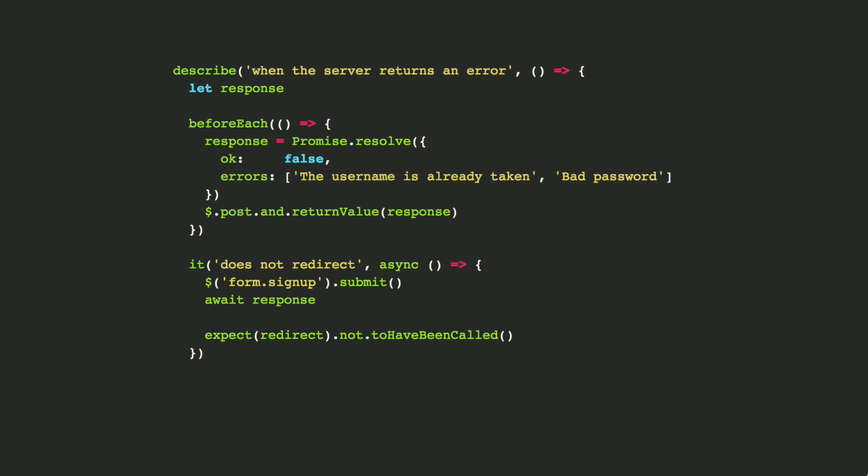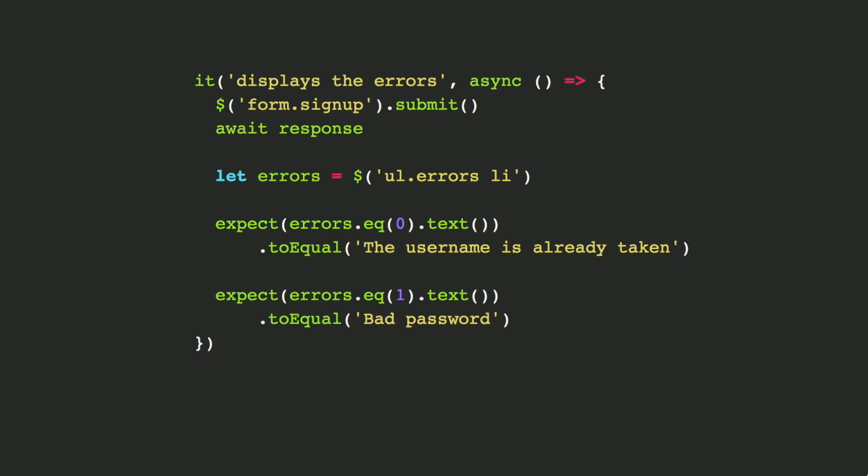When the server returns an error, we don't want to do that. So instead we can write a stub that returns a failed response and check that the redirect function is not called. It's important to check that these different outcomes of the interaction produce different behavior in the thing that you're testing. If you're testing for something positive, always test that changing a decision produces the opposite outcome. We can also write a test at the end for checking that the errors from the response are displayed on the page.